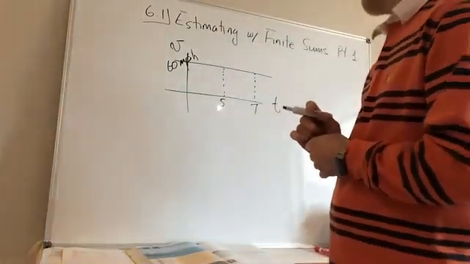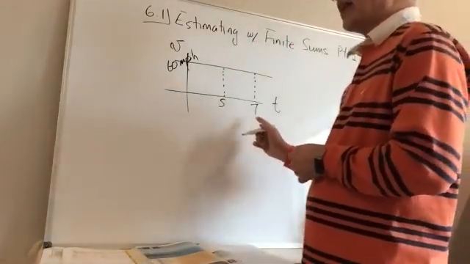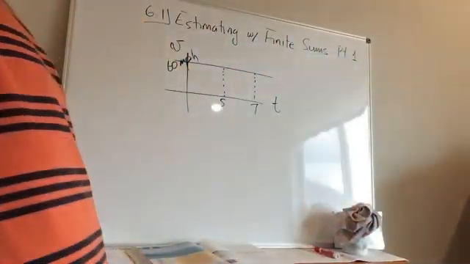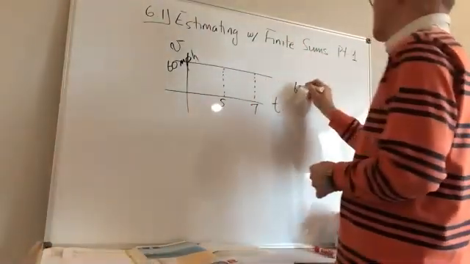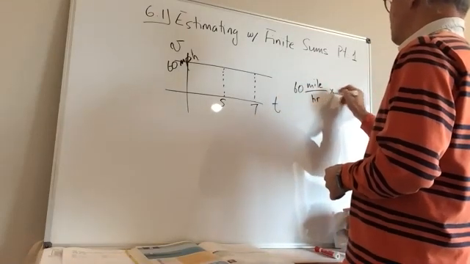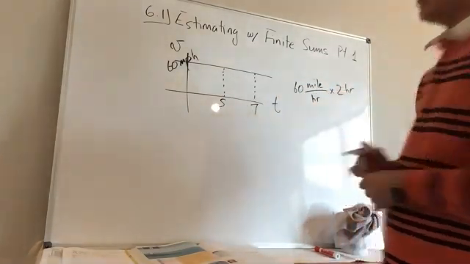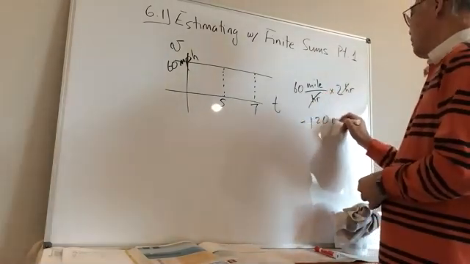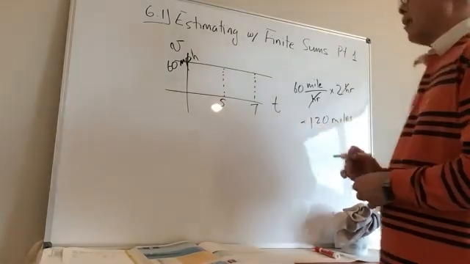Okay, if I went from 5 o'clock to 7 o'clock, I traveled for 2 hours. What was the distance that I covered? Anybody tell me? 120 miles, right? We got 60 miles per hour, and we traveled for 2 hours, correct? So the hours cancel out, and we're going to end up with 120 miles.